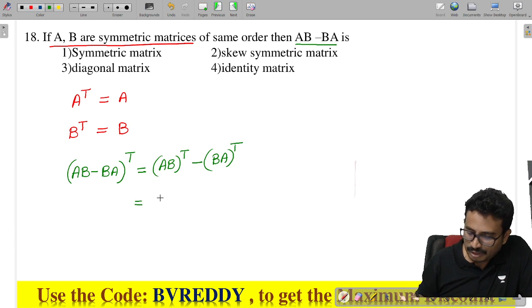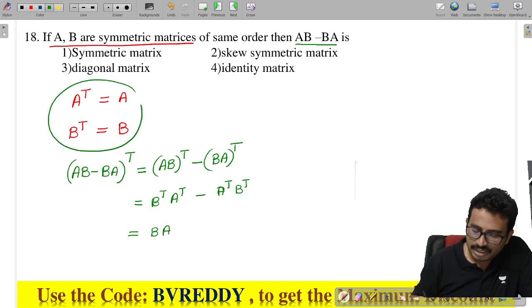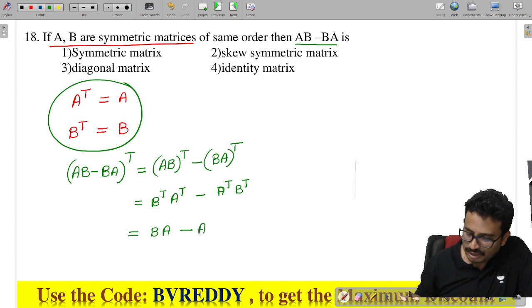Now you see what I will get here: (AB) whole transpose, which is given as B transpose into A transpose minus A transpose into B transpose. Now you tell me, B transpose is equal to what? B. A transpose is equal to A, since A and B are symmetric matrices, they are given. So minus A transpose is A, B transpose is B.